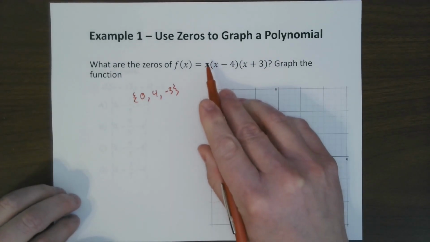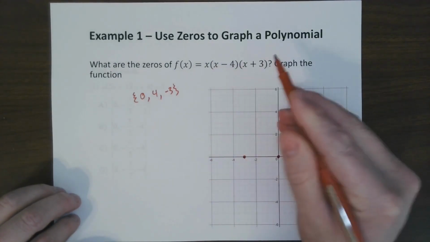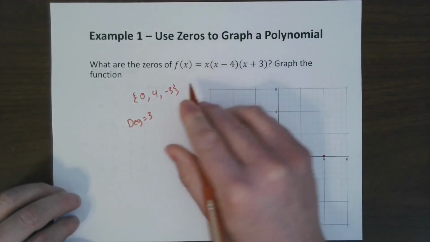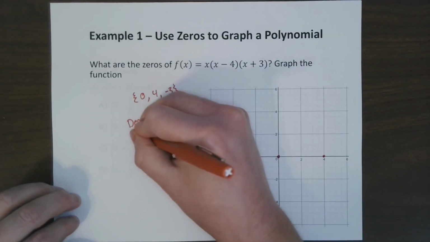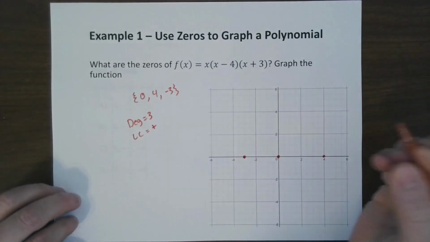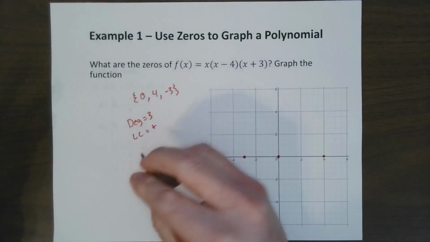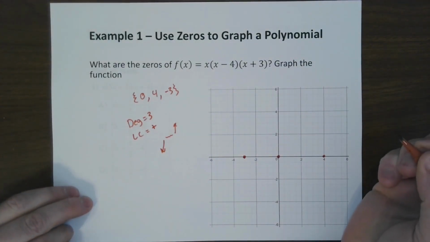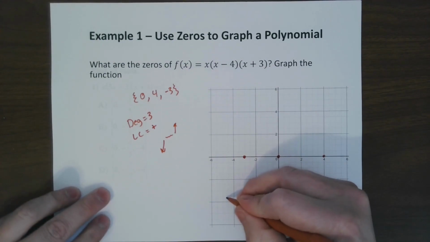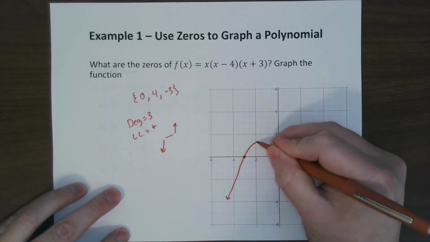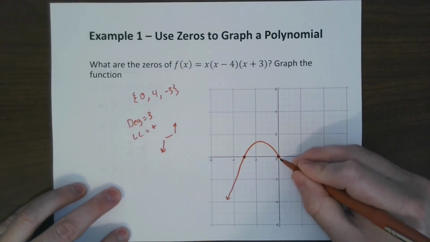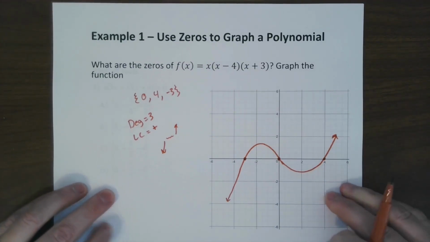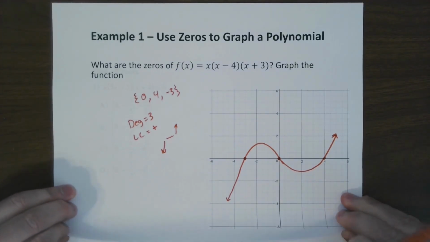Now, if we take a look at all the x's, there are 3 x's, which means it has a degree of 3. And in front is positive, so our leading coefficient is positive. Since it's positive odd, from a chart I made earlier, it goes low and high. So we're going to start low here. We're going to curve up, curve down, and back up. And that's how you can use zeros to graph a polynomial.